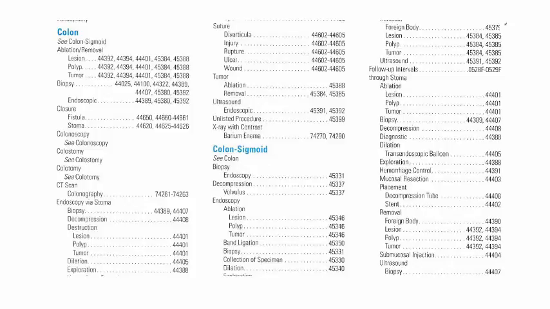Let's look at some of the terms you need to know in order to be able to read the CPT index. First, main terms. Main terms in the CPT index will be blue, and notice they are much larger than the other letters on the page.